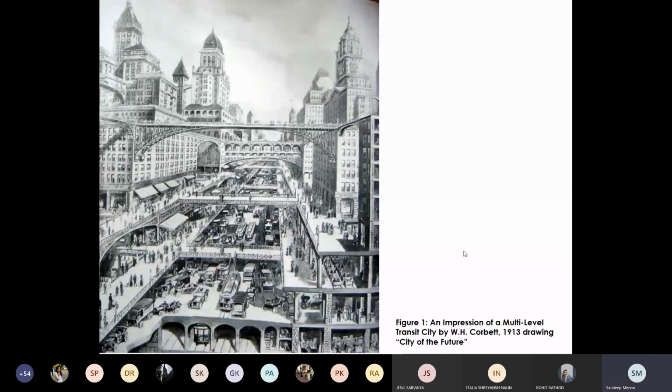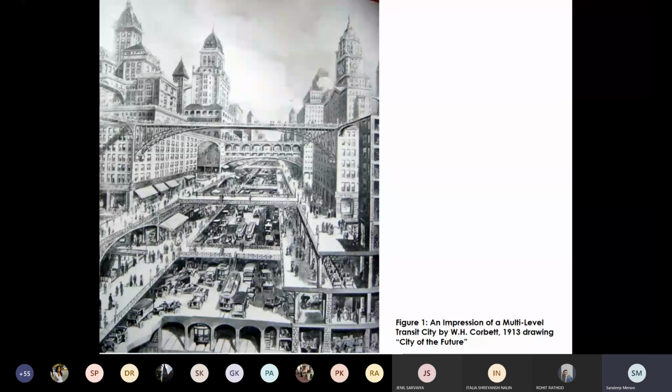So what you see on the screen right now is actually a very interesting graphic. This was an artistic impression of a city of the future, and this was drawn, to be exact, 107 years back, in 1913. If you look at the drawing, if you can zoom it in, or if you're watching it on a computer screen, you can probably see it very clearly.